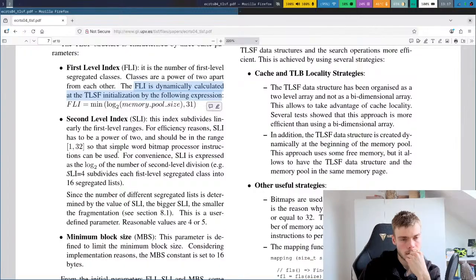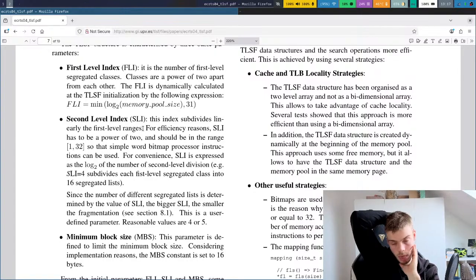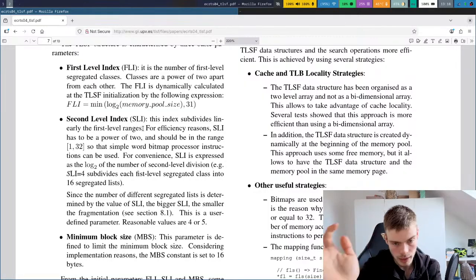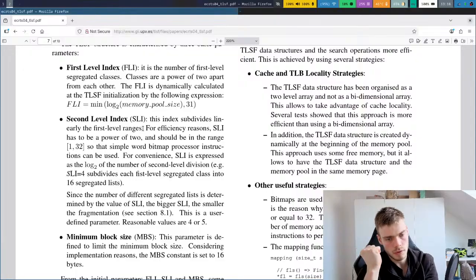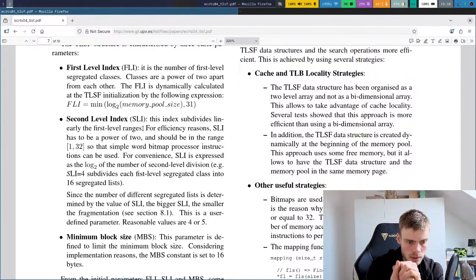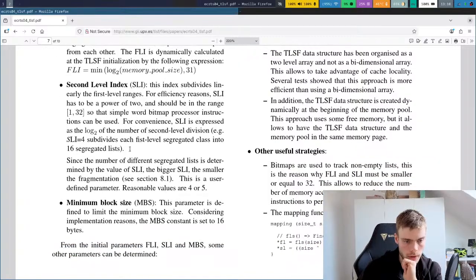Second level index subdivides linearly the first level ranges. For efficiency reasons, SLI should be in the range 1 to 5, so it fits the bitmap. For convenience, SLI is expressed as the log2 of the division. For example, SLI 4 subdivides each first level range into 16 segregated lists. Since the number of different segregated lists is determined by the value of SLI, the bigger the SLI, the smaller the fragmentation. This is a user-defined parameter. Reasonable values are 4 or 5.